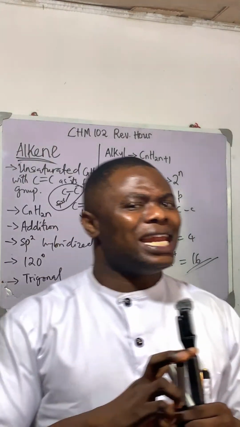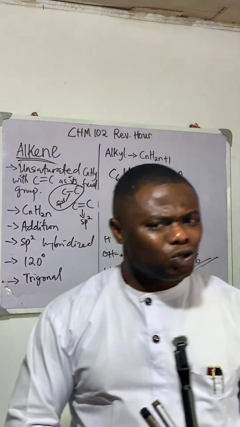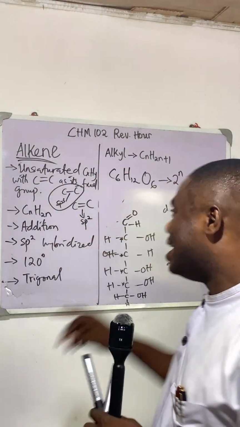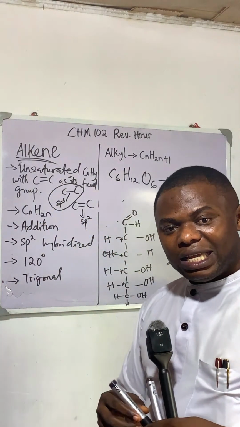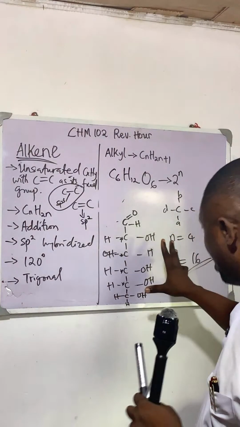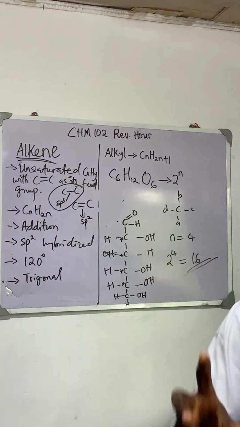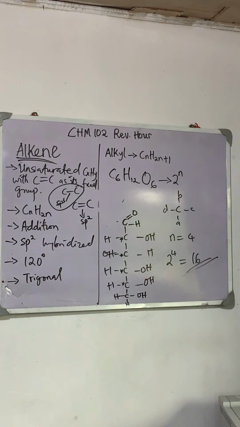If you go to the exam tomorrow and they ask you how many stereoisomers does glucose have, the answer is 16, and I've been able to show you how it comes about. n stands for the number of stereogenic centers. Yes.